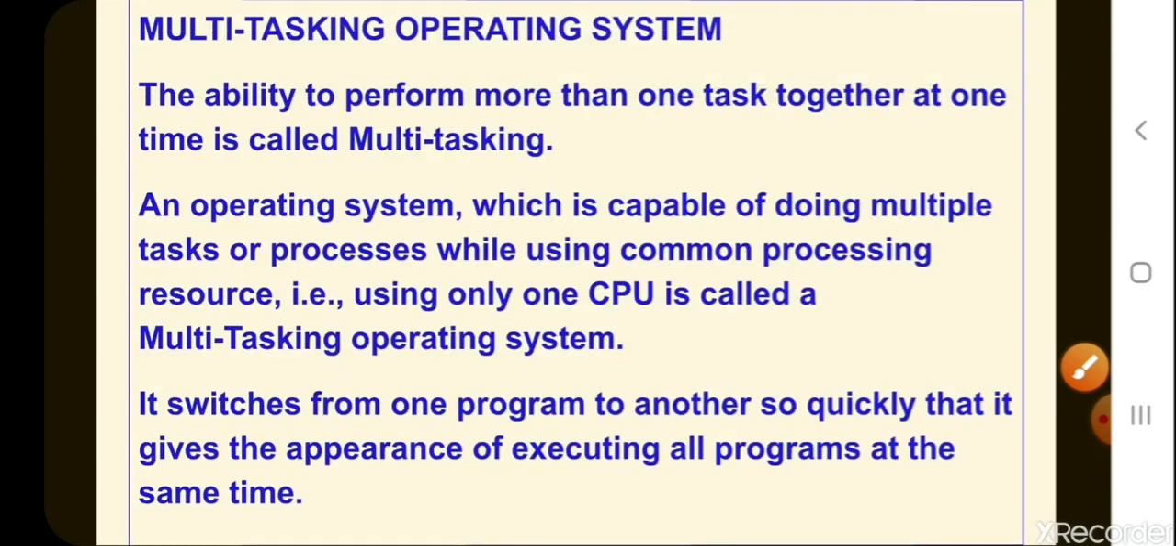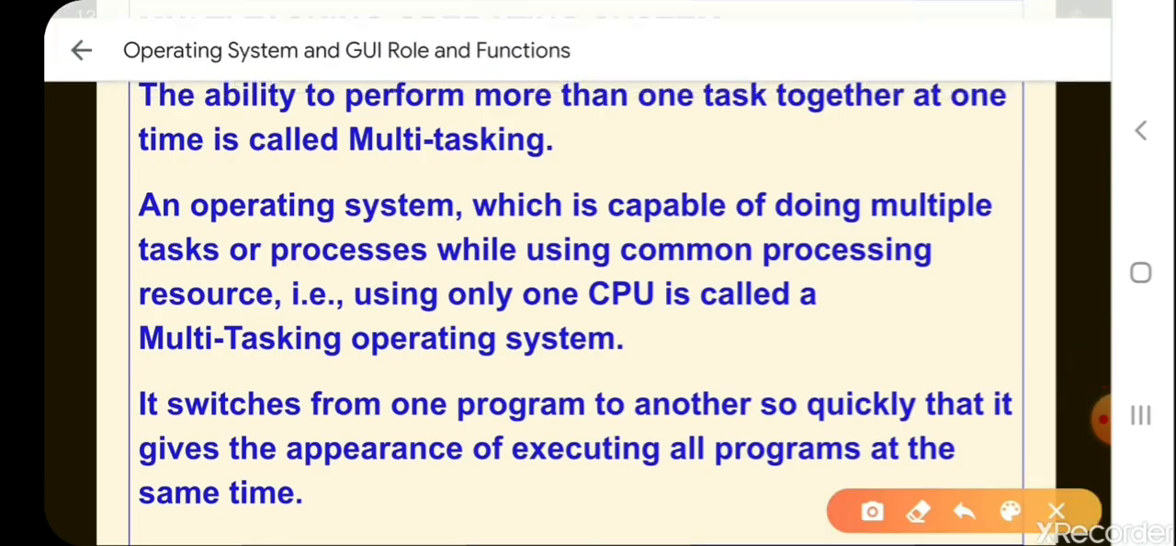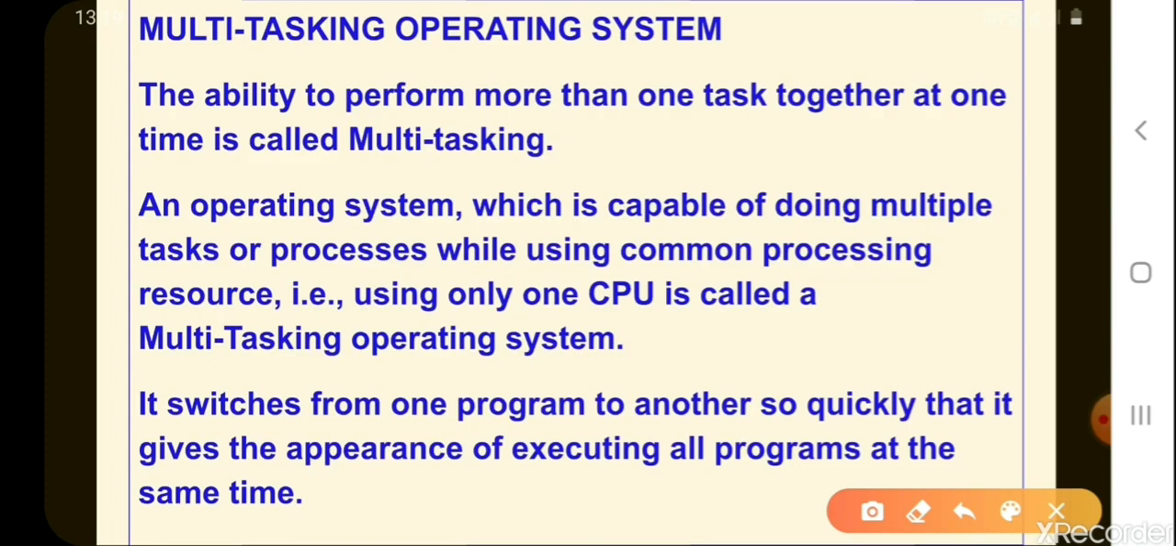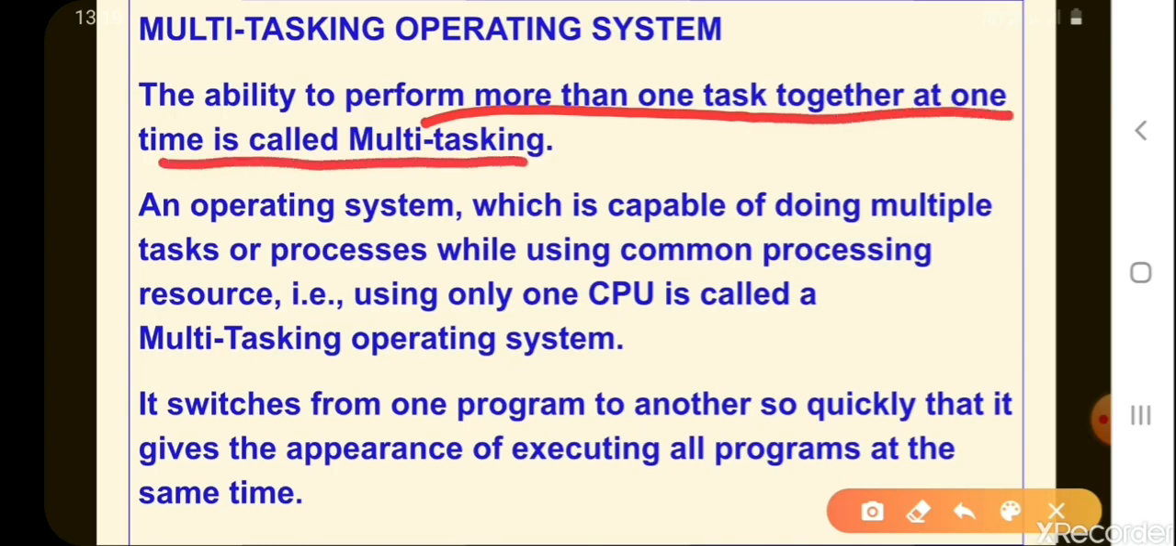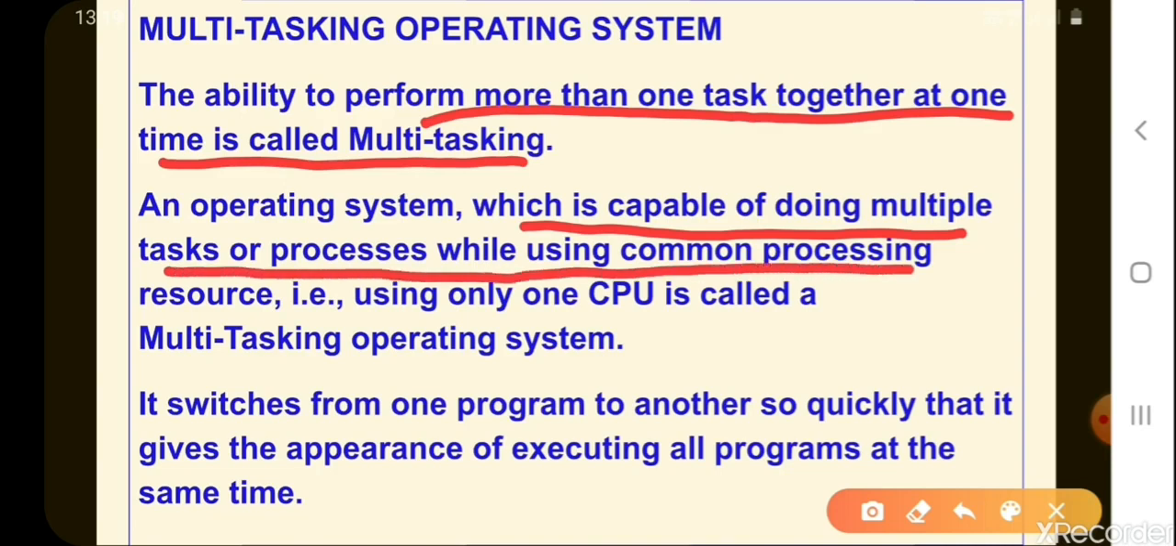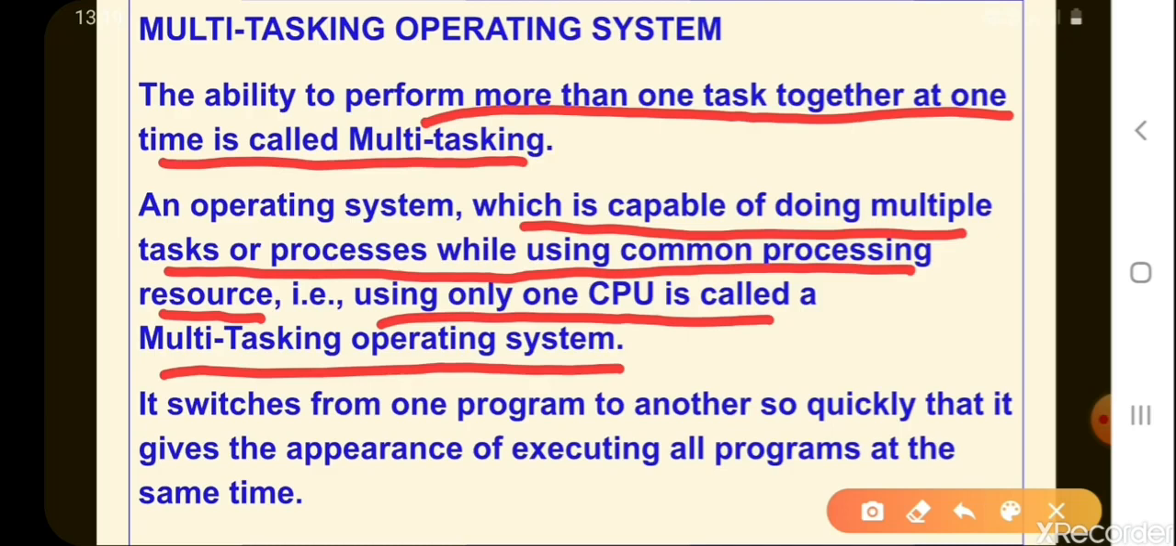The next type of operating system is the multitasking operating system. The ability to perform more than one task together at one time is called multitasking. An operating system which is capable of doing multiple tasks or processes while using a common processing resource, that is using only one CPU, is called a multitasking operating system. So in a multitasking operating system we have a single processor, but the operating system is capable of managing many tasks at the same time.